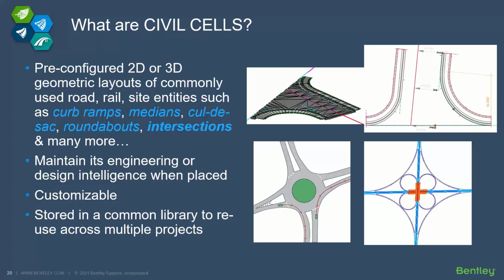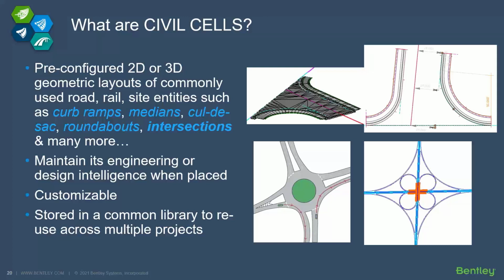Now with OpenRoads Designer, we've leveraged on that particular technology by coming up with this tool called Civil Cell, a very powerful tool. From the cell itself being pre-configured, you just reuse and recycle, and that's how Civil Cell basically works. These are representations of any 2D or 3D geometric layouts for your commonly designed facilities in road, rail, or even site, such as your curb ramps, medians, cul-de-sacs, roundabouts, and of course, intersections, and many more. And it maintains the engineering or design intelligence when you place them.